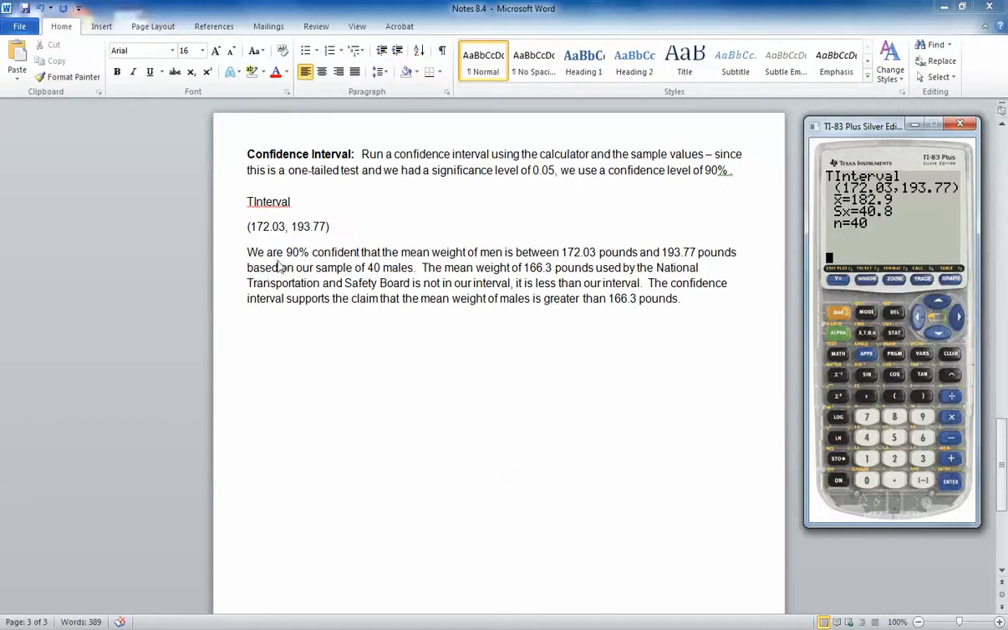So our interpretation is we're 90% confident that the mean weight of men is between 172.03 and 193.77 pounds based on our sample of 40 males. The mean weight of 166.3 used by the NTSB is not in our interval. It's less than our interval. So the confidence interval supports the claim that the mean weight of males is greater than 166.3. We're looking at the confidence interval as looking at our sample and trying to predict the population based on it. And the population mean is not within it, so it supports our conclusion from our hypothesis test.